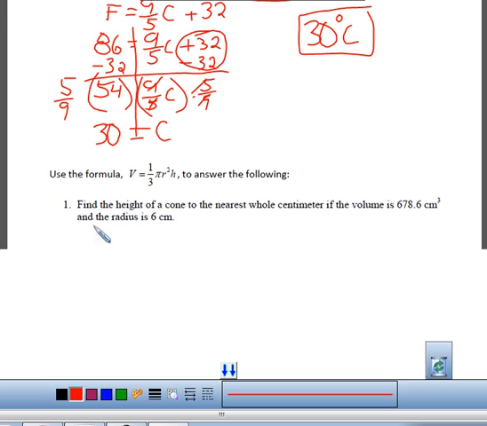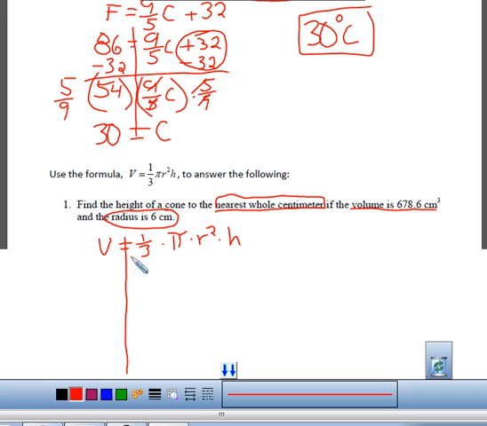Alright? Okay, the next problem we have is a volume formula. So we're going to find the height of a cone. So this is the formula for volume of a cone. To the nearest whole centimeter, if the volume is 678.6 cubic centimeters and the radius is 6 centimeters. So again, start with the formula. V equals 1/3 times pi times r squared times h. Now some of you might be saying, well, I don't need to put those dots in. I do that because I want to remember or remind myself to do the inverse operation.